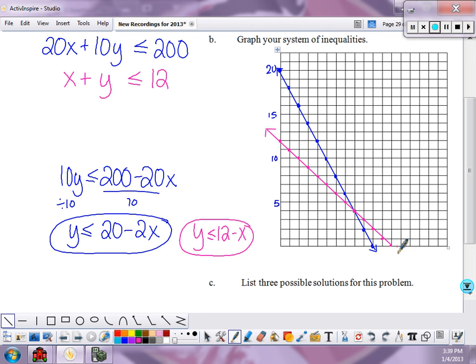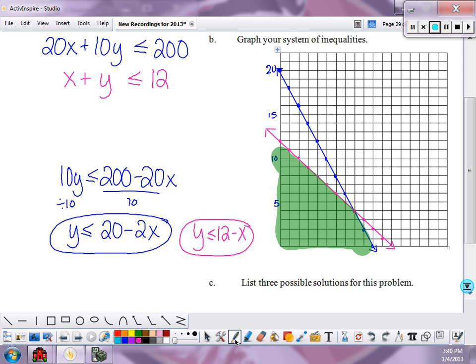The weird part about these is now you have to go back and shade them. You have to be less than or equal to these lines. The only part that is less than or equal to both lines, in other words the actual answer, has to be down here. So this is where the answers are. You don't want to go over here because that would be less than the pink line but not less than the blue line.